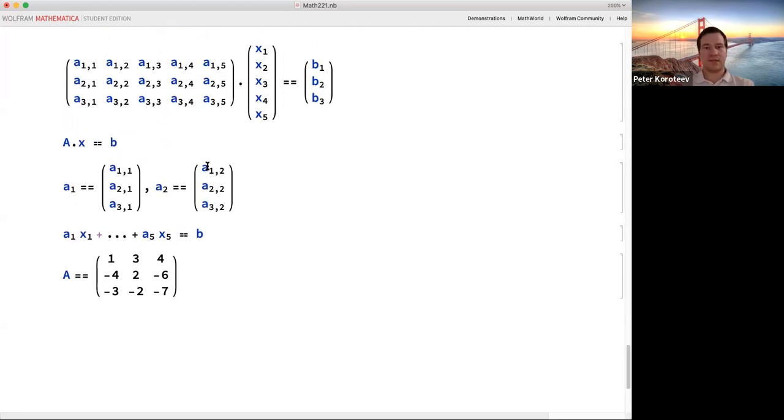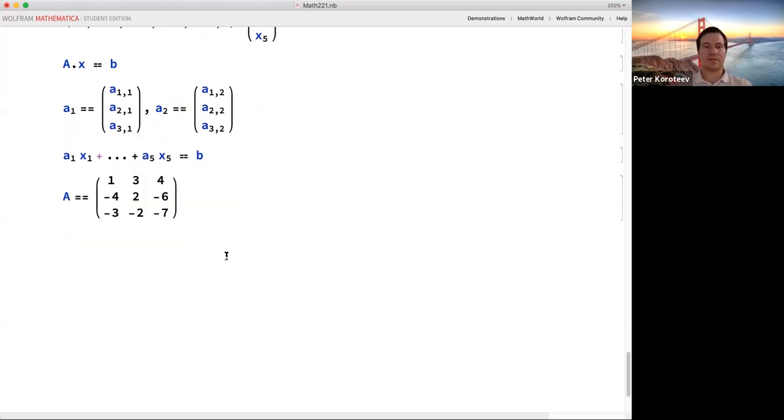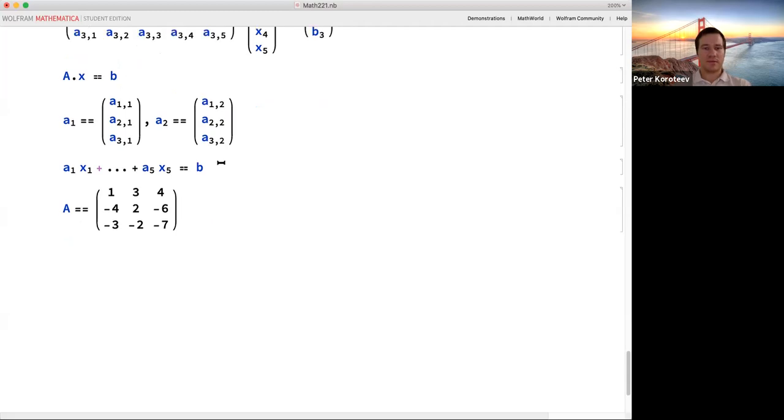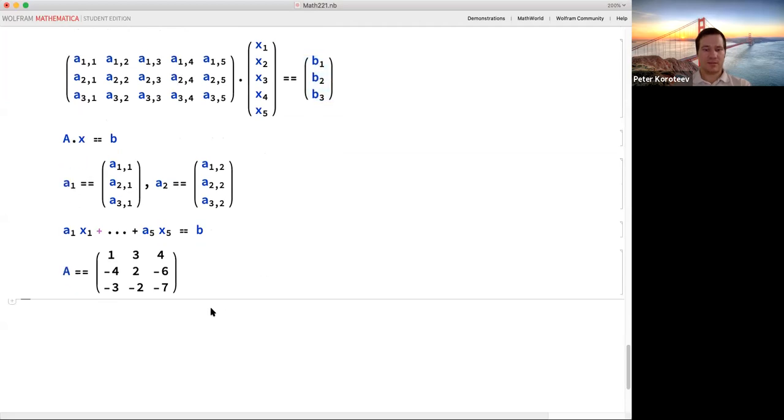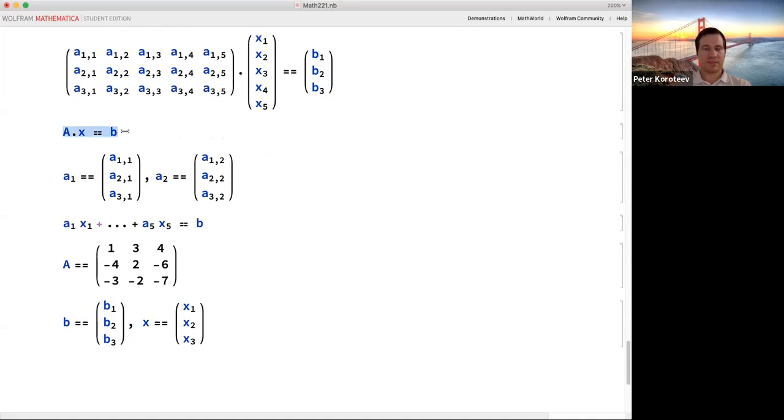Now x is x1, x2, x3, and then we're asking ourselves what values of b. So this is A, b is this, and x is as usual, so it's x1, x2, x3. And the equation is Ax equals b.